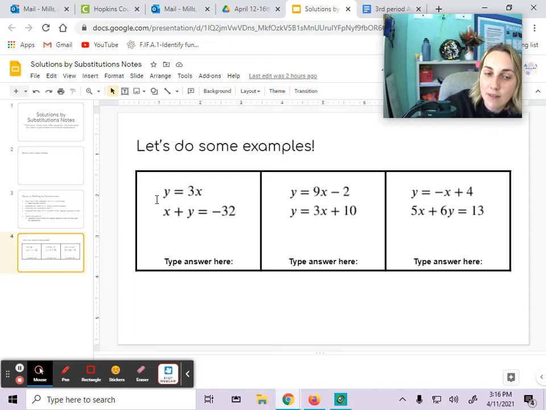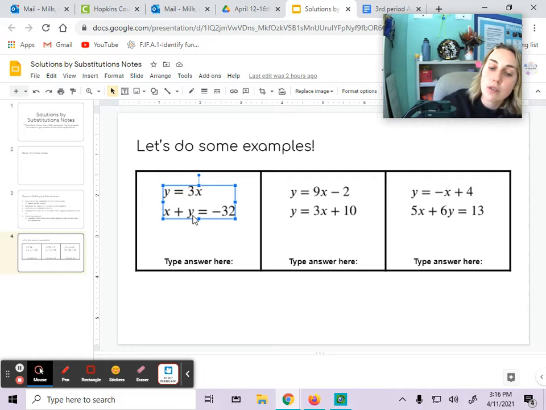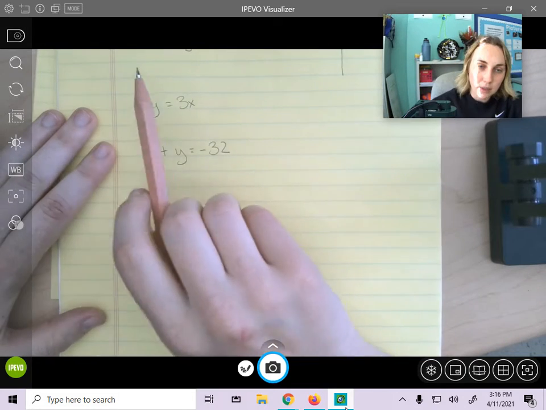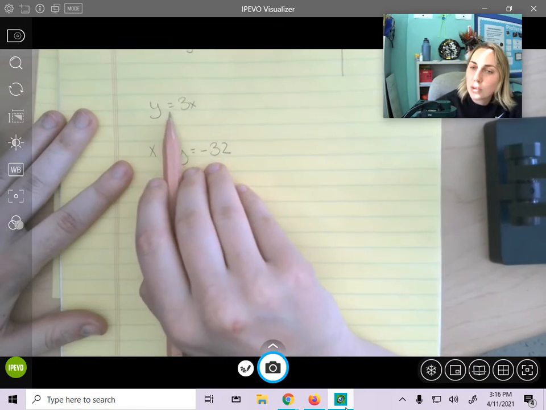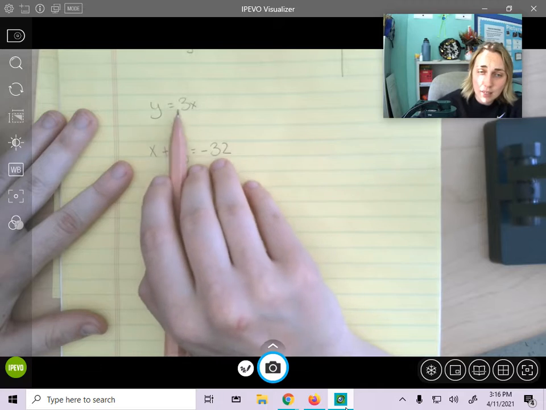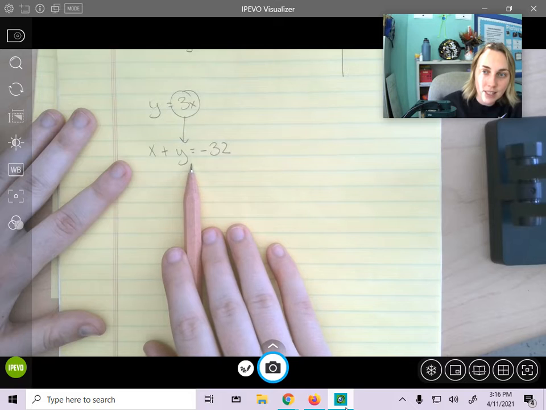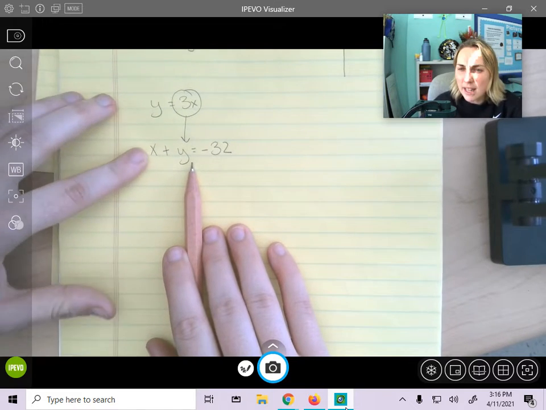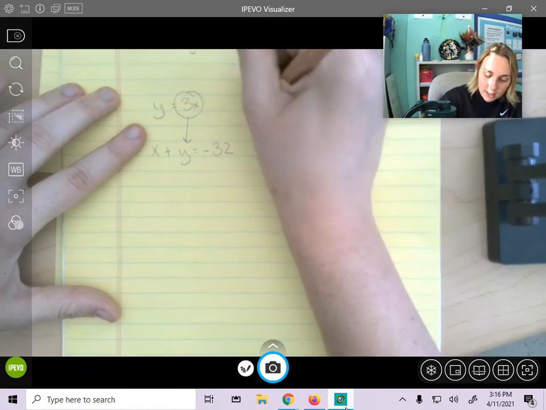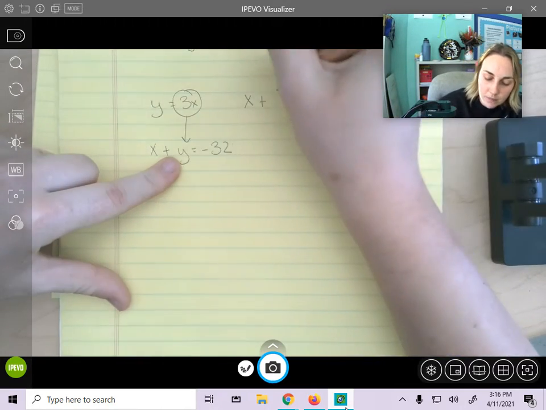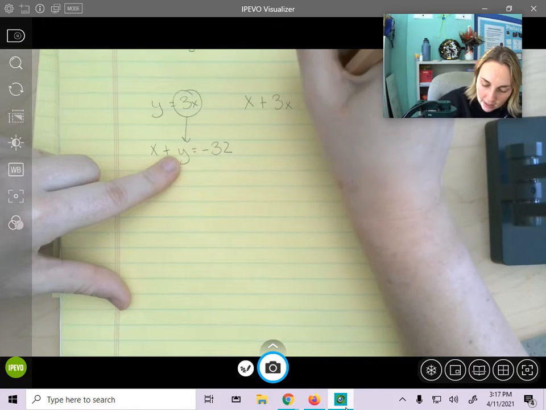First one right here, I have an example with y by itself. So what I'm going to do is substitute this value into the second equation and solve. Let's do the example real quick. Right here. All right, so in this case, I already have y is equal to 3x. So since y is equal to 3x, I can substitute this 3x for y in the second equation and solve. So x plus, I'm going to plug in my 3x because 3x is equal to y, and that's going to be equal to negative 32.